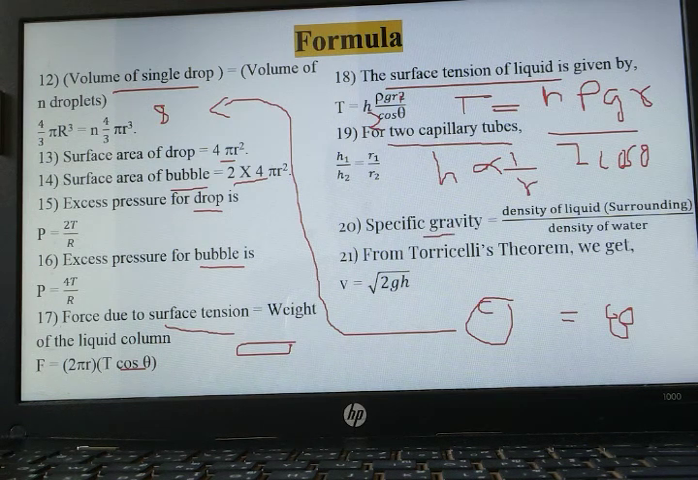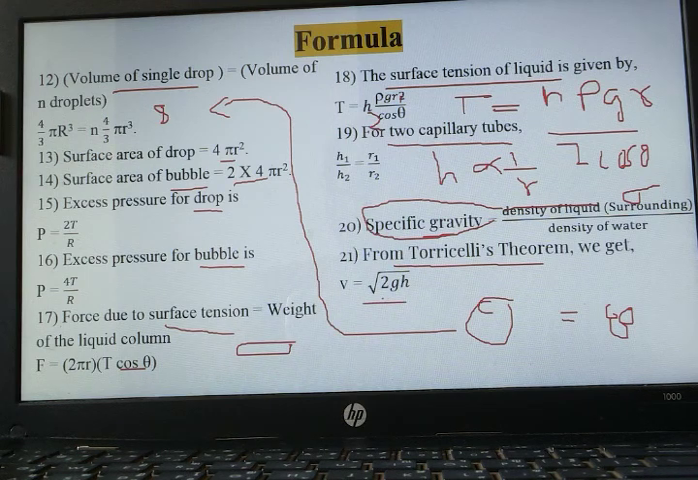Specific gravity is given by density of the liquid upon density of water. Whichever liquid we take, that liquid will be in the numerator, and the density of water, which we know, is 1000. With the help of that we can find out specific gravity, or if specific gravity has been given, we can find out the density of another liquid which has been given to us. With the help of Torricelli's theorem, we get velocity is equal to root 2gh.